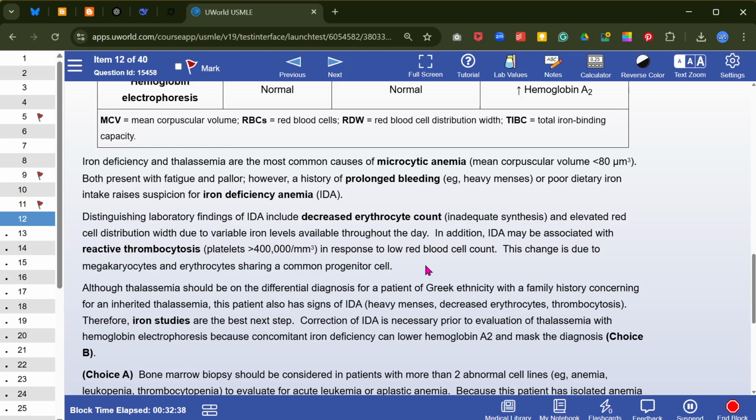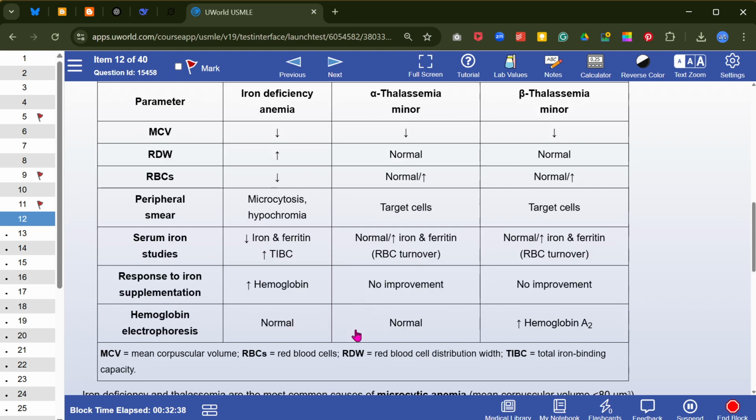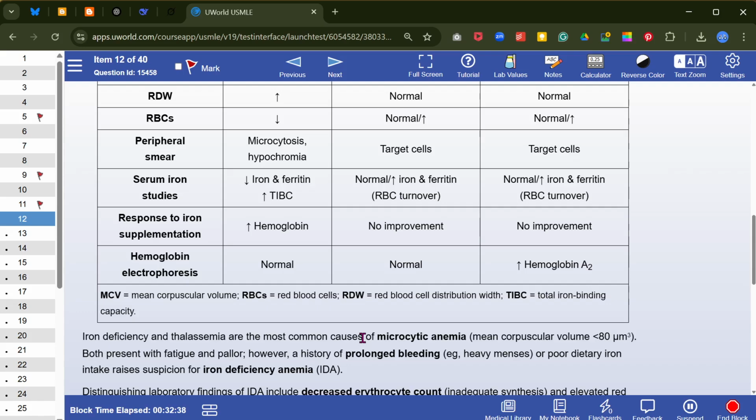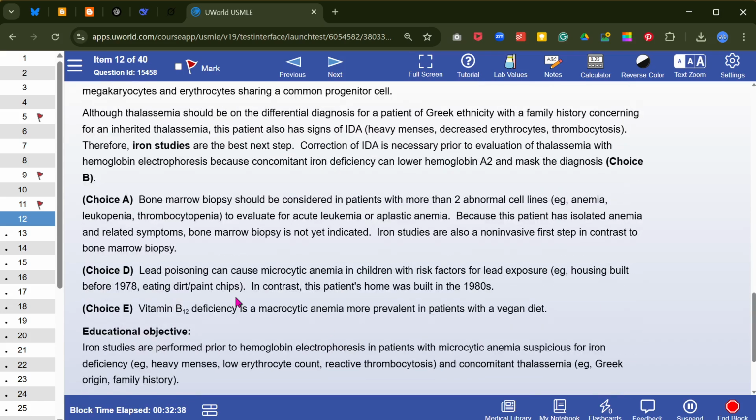Okay. Lead poisoning: a house built before 1978, and eating dirt or paint chips. This is another thing, like babies who have the tendency of pica, who eat whatever comes in front of them. They get this type of problem, like lead poisoning.